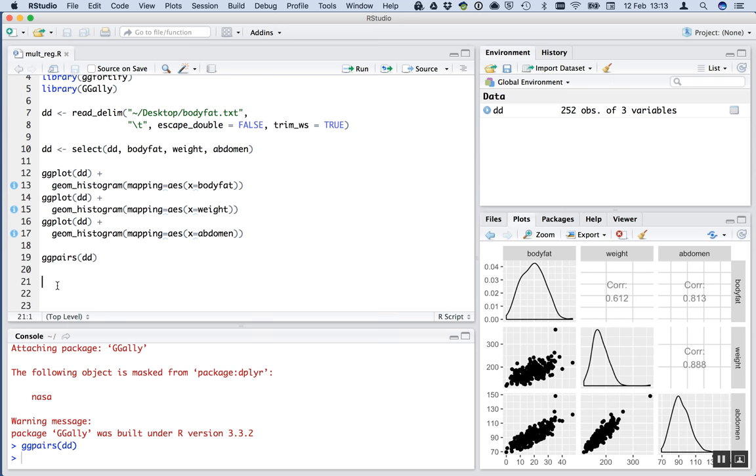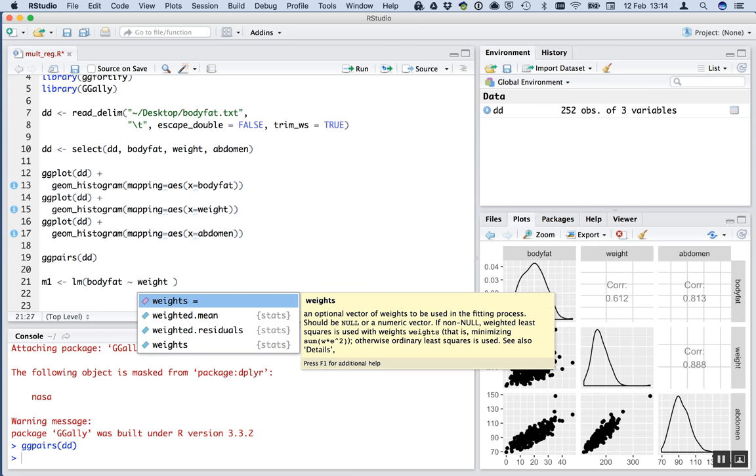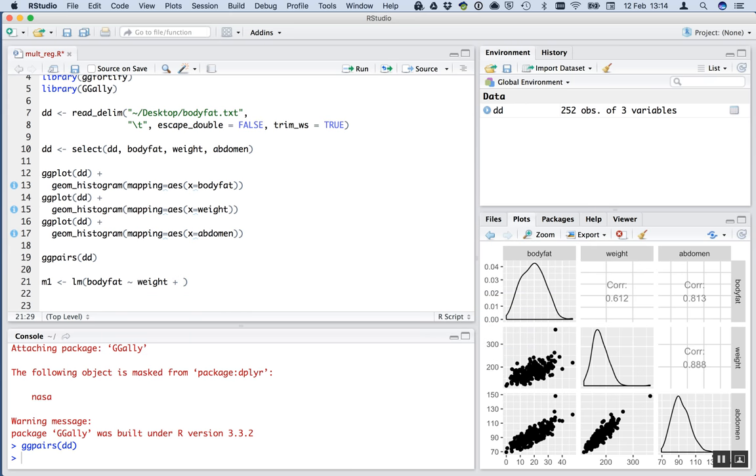Okay, so next thing we want to do is fit the model. So, let's do that. We'll call it M1, and we put in the response variable, body fat, a tilde, the squiggle, and the two explanatory variables separated by a plus. And then we give it the data set those explanatory variables are in.